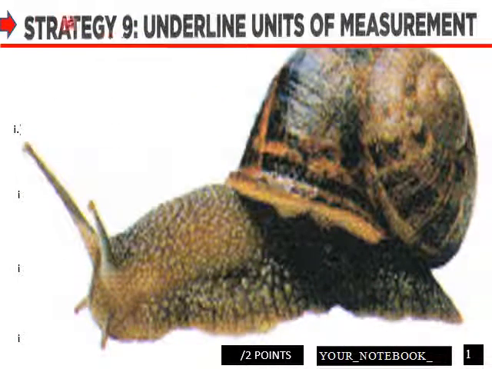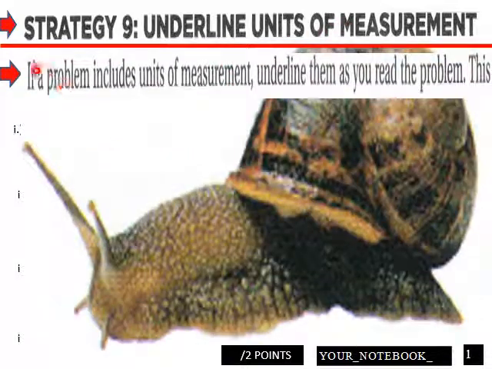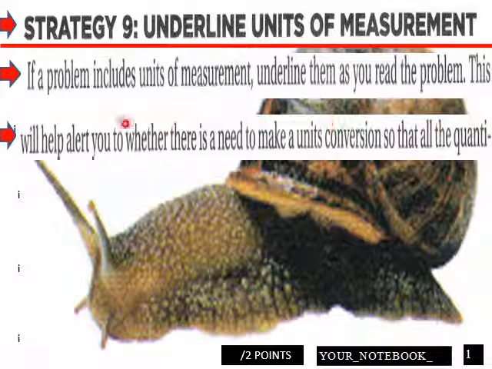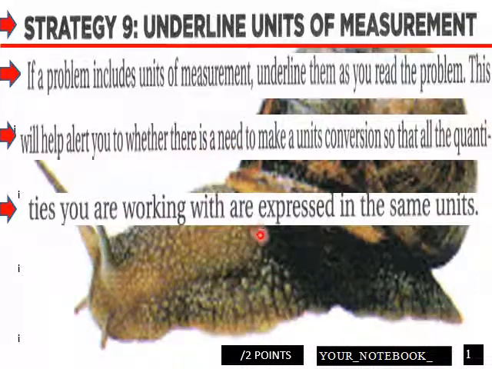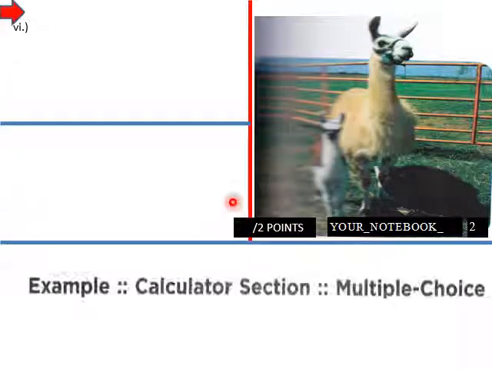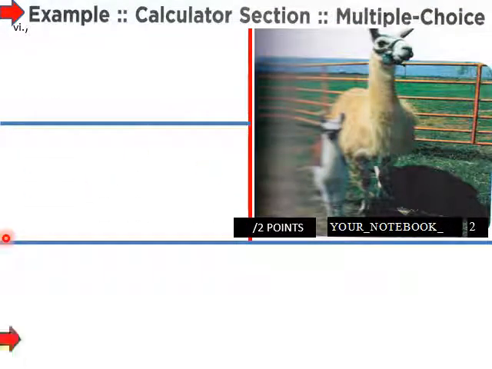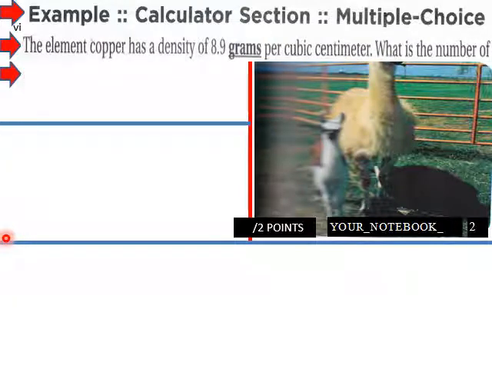Page 1, Strategy 9. Underline units of measurement. So if a problem includes units of measurement, underline them as you read the problem. This will help alert you to whether there's a need to make a units conversion so that all quantities are in the same unit. So unit conversion, unit analysis is big for the SAT calculator section.